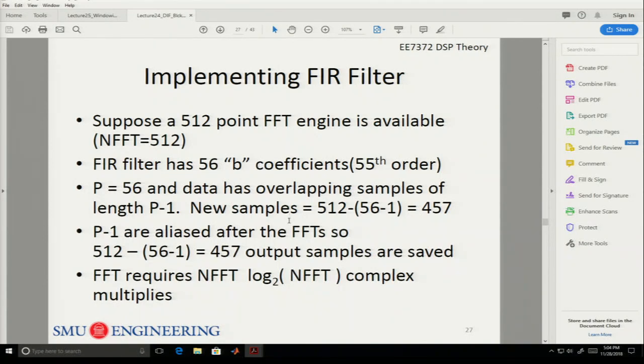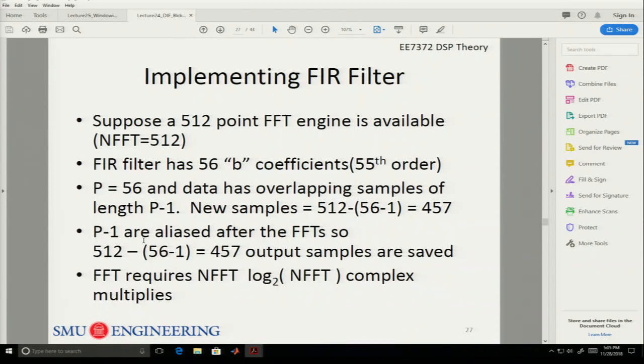So let's think back to how the overlap-save algorithm worked for block convolution. If you recall, in our case, P, which is the impulse response length, is going to be 56. Each section of data that we're going to process is going to overlap with its neighboring section by P minus 1 samples. So what does that mean? That means we don't have 512 new samples to process. We have 512 minus 56 minus 1, which is 457. And if you also recall from that algorithm, the first P minus 1 are aliased anyway. So after you do this whole FFT processing, those first ones are aliased, and you throw them away.